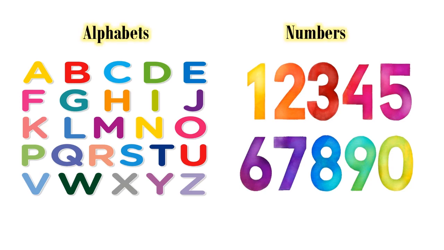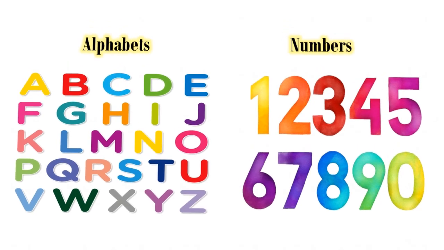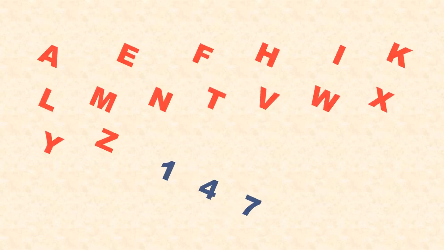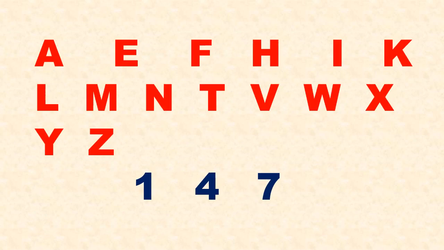English alphabets and numbers are made with straight lines and curved lines. Some letters and numbers are made using straight lines only. For example, letters A, E, F, H, I, K, L, M, N, T, V, W, X, Y, Z, and numbers like 1, 4, and 7. All these are made using only straight lines.